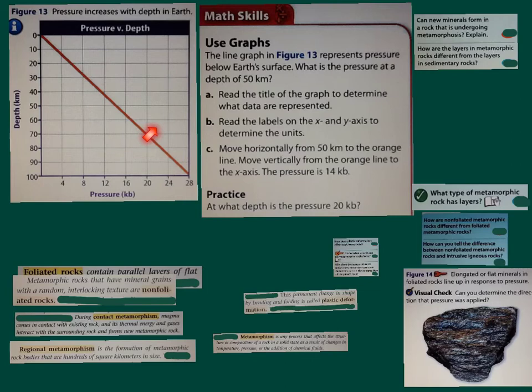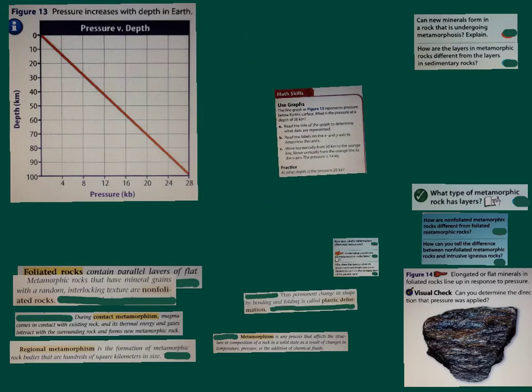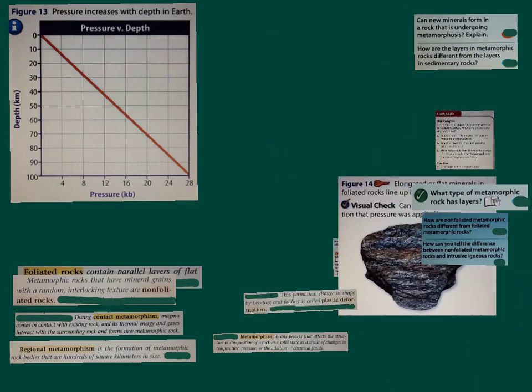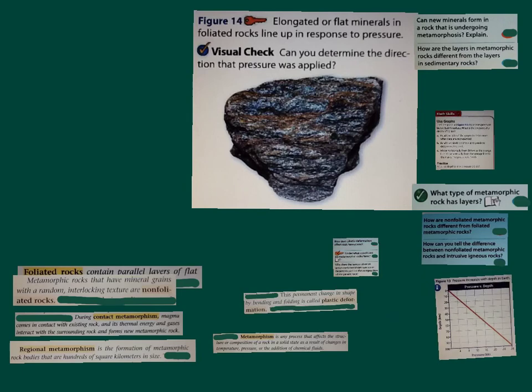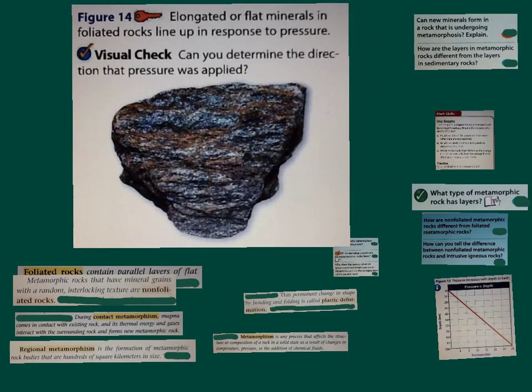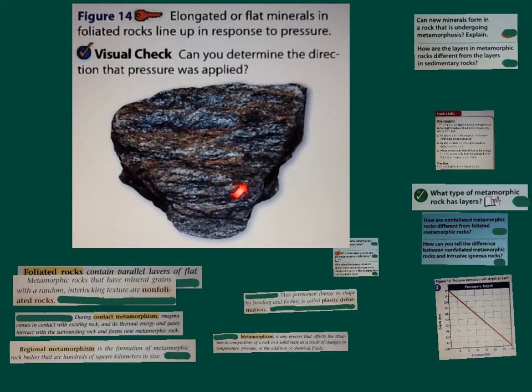Foliated rocks. The metamorphic rock schist, shown in Figure 14, is an example of a foliated rock. Foliated rocks contain parallel layers of flat and elongated minerals. Look closely at the layers of dark and light minerals in the schist. This layering results from an uneven distribution of pressure during metamorphism. Foliation is a common feature in metamorphic rocks. Reading check. What type of metamorphic rock has layers?